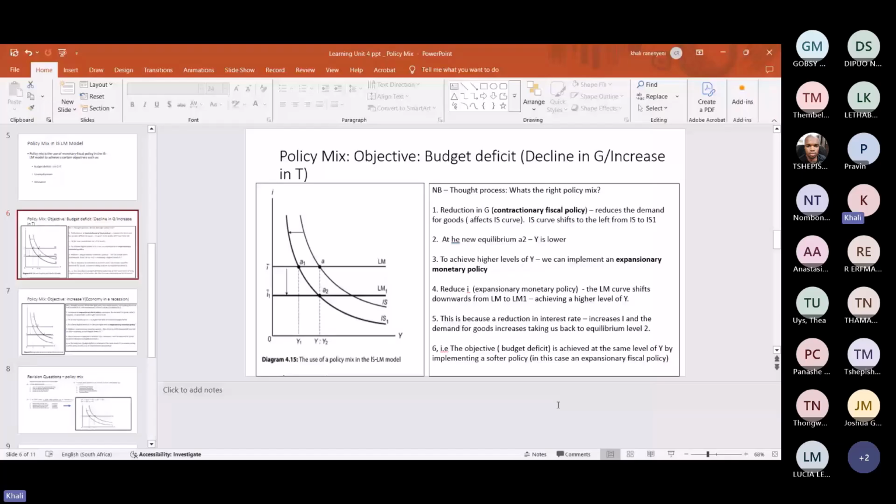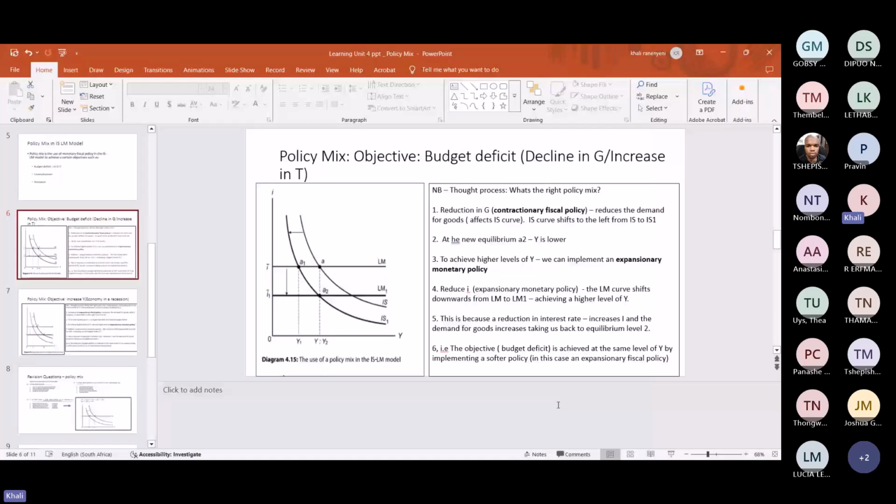So we're saying to correct for this, government would, let's take the instance of reducing the government spending. We'll also do the example of increasing taxes. The effect will be the same, yeah? So if we reduce government spending, which curve is affected? So we go back to last week. Which curve is affected by a reduction in government spending? Is it the IS curve or the LM curve? The IS curve. Okay, correct. The IS curve is affected.